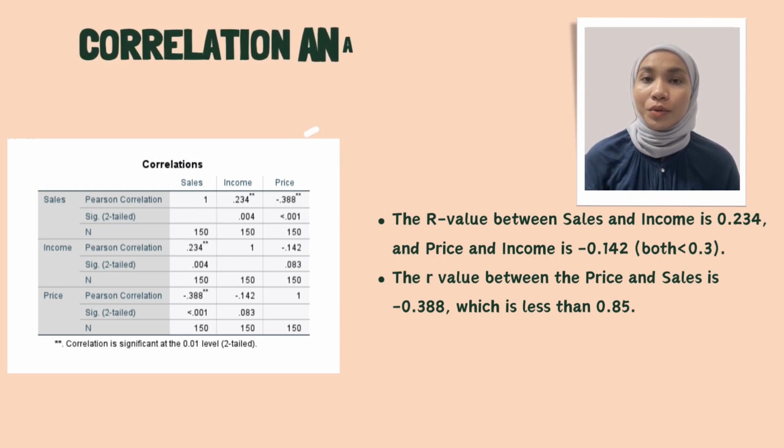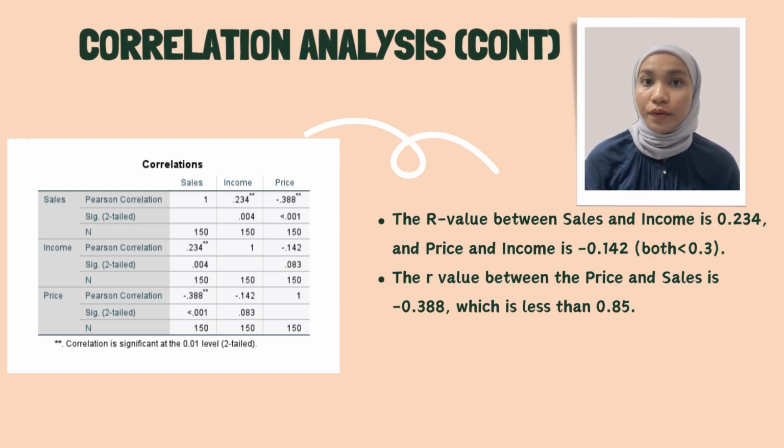The R value between sales and income is 0.234 and between price and income is 0.142, both less than 0.3. Thus, income is not associated with both sales and price. The R value between the price and sales is negative 0.388, which is less than 0.85. Hence, there is no problem with multicollinearity.